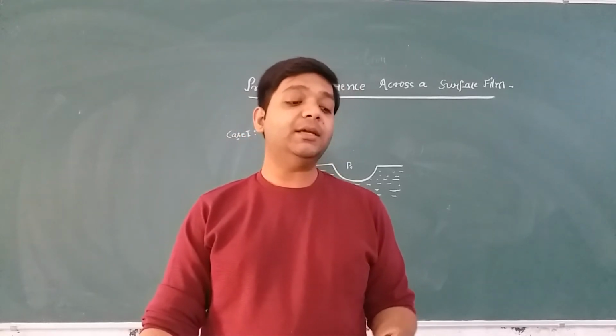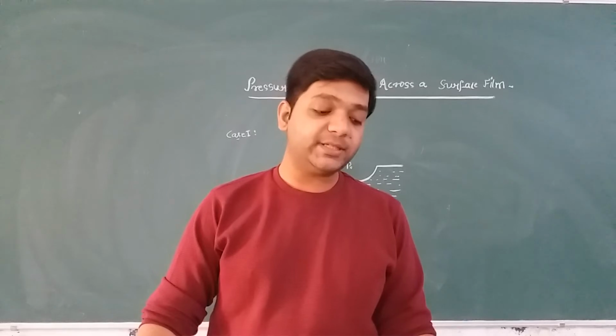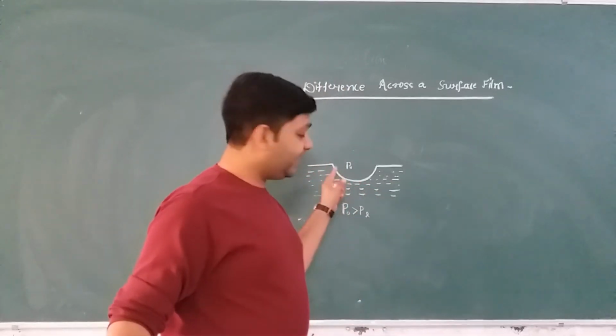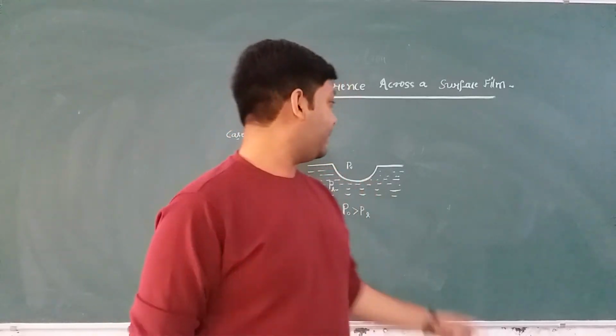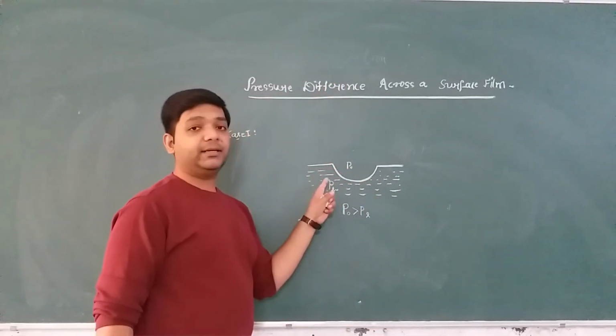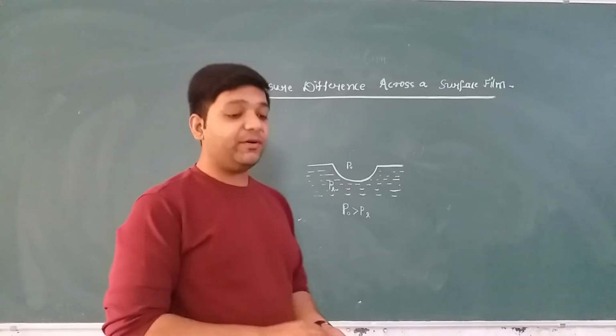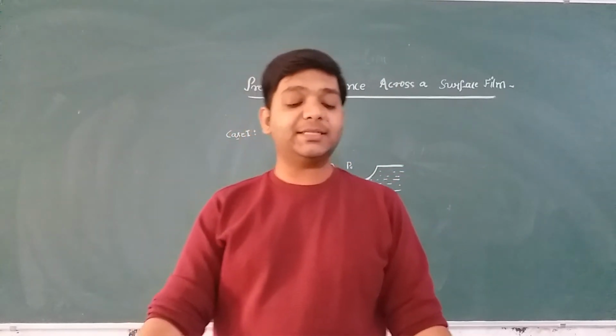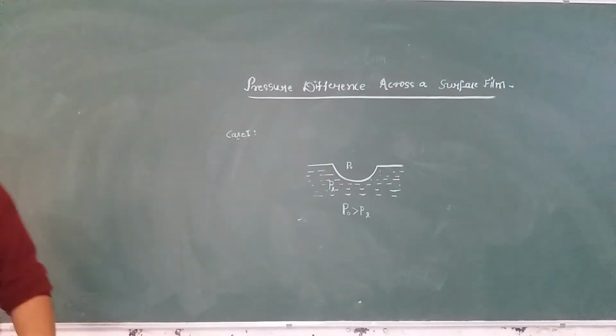So what does it mean? It means that whenever a liquid surface is curved, there is always an excess of pressure on the concave side of the surface over the pressure on its convex side. I hope this statement is clear to everyone. And now let us come to our main topic of discussion, which is excess pressure inside a liquid drop.